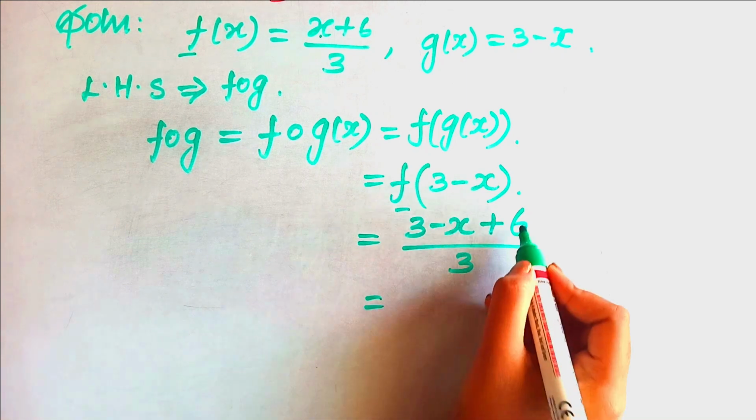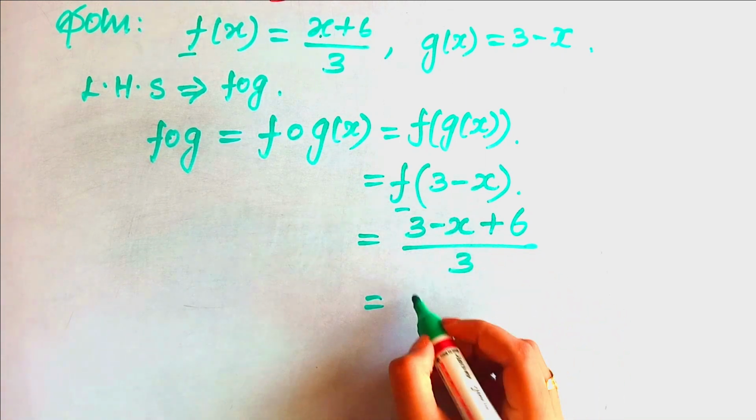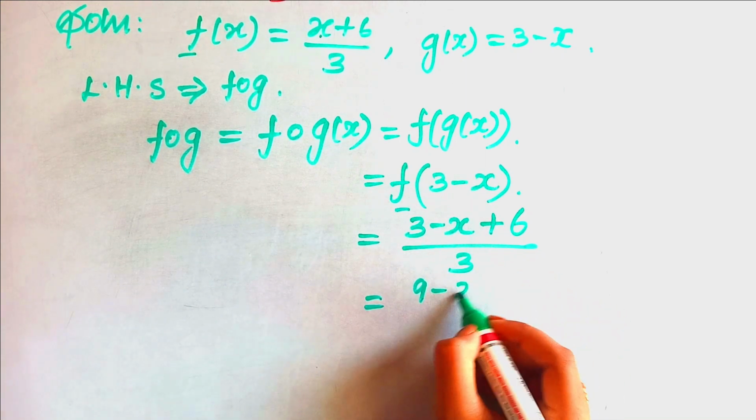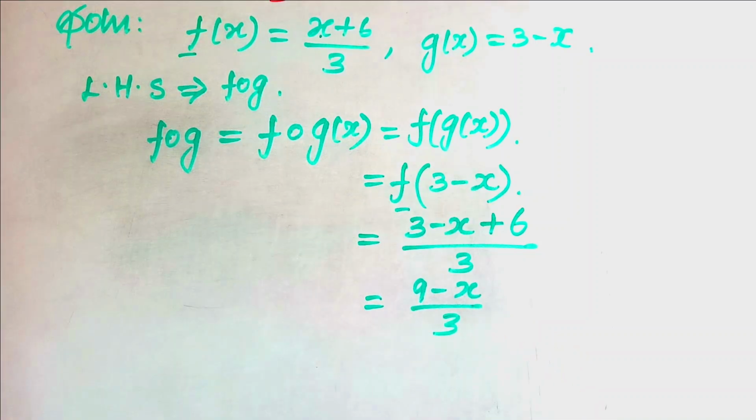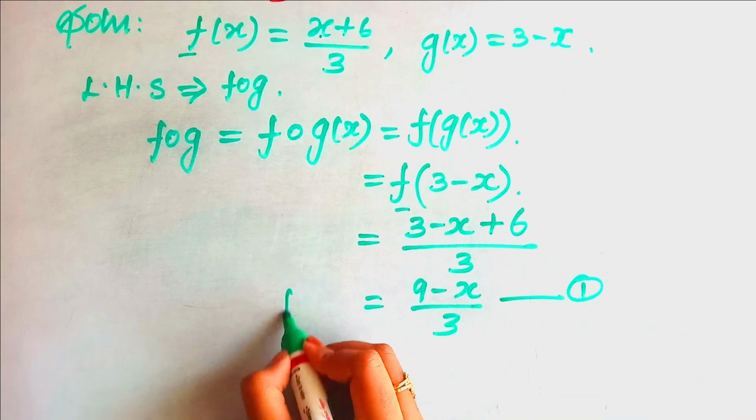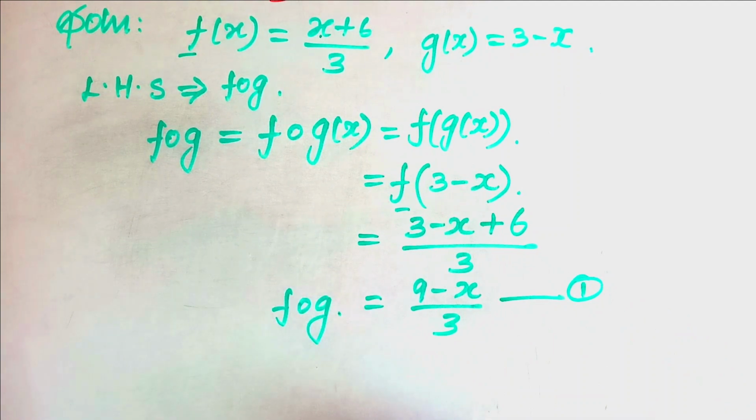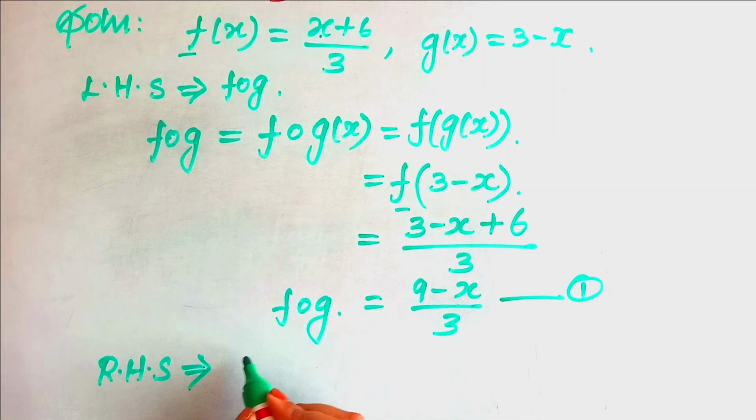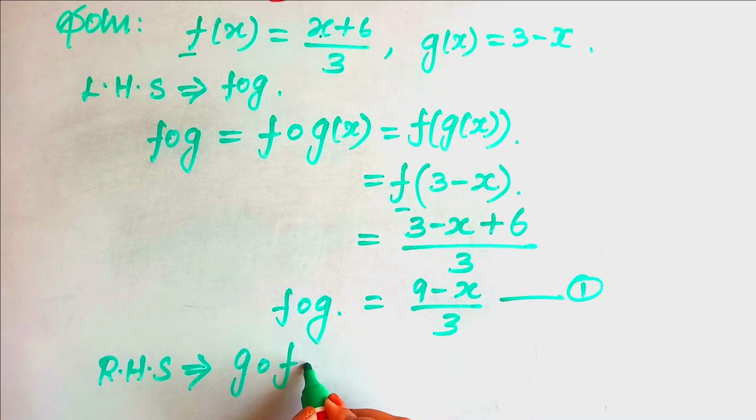Now let's solve it. 6 plus 3 is 9. So (9 − x) divided by 3. This is what we'll get. Now let's take this as our equation 1. Okay, now we have to find our RHS. So our RHS is g∘f.